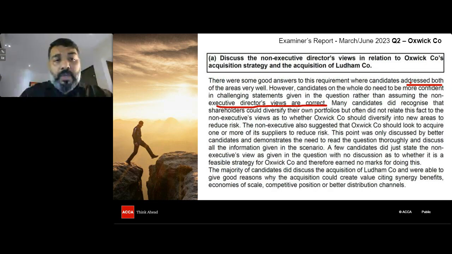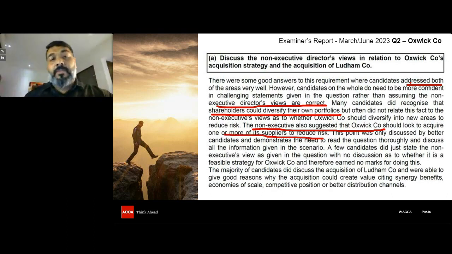Whether the shareholders benefit or not from the diversification was not discussed. It was not mentioned that the non-executive director also suggested acquiring one or more of its suppliers to reduce risk, about acquiring this supplier. Many candidates did not comment on it. Finally, things were stated without any discussion. So please ensure you do not just state the points, but go into discussing them further.